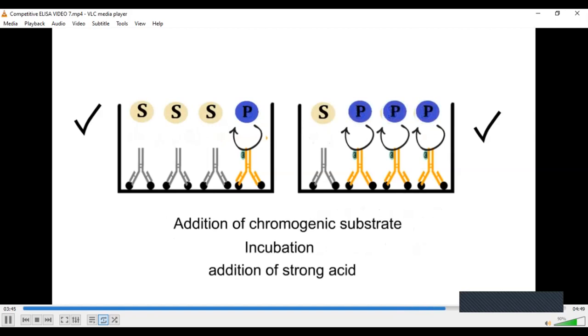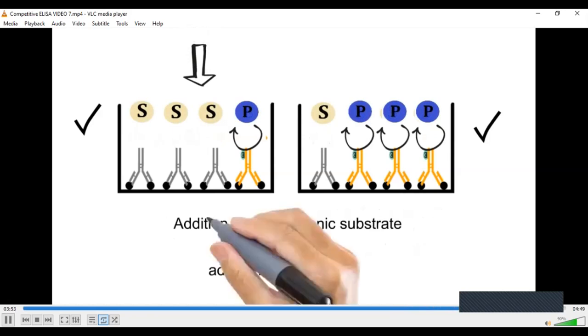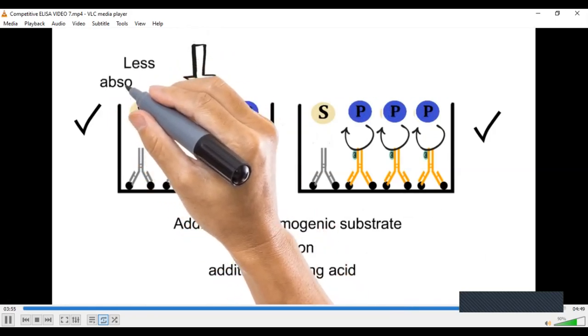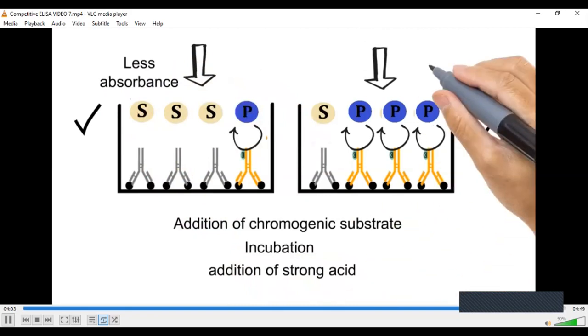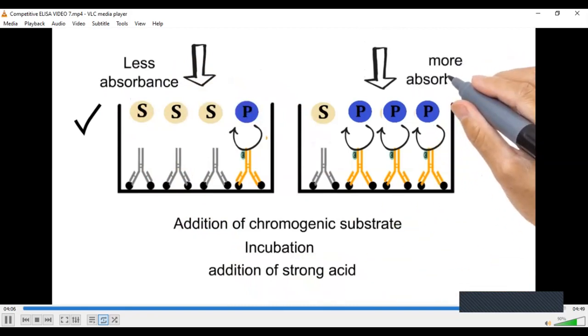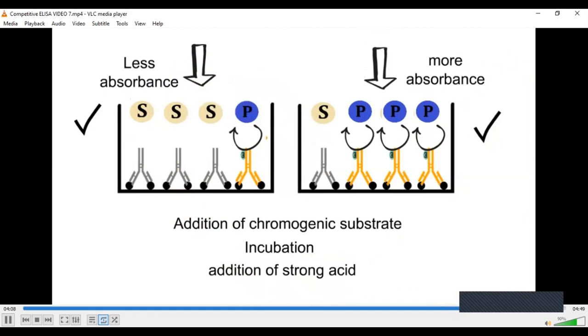Now if the number of enzyme-linked antibodies are less in the well, as in this case, less product will form, and hence the color intensity and its absorbance value will be less. And if the number of enzyme-linked antibodies are more in the well, as in the second case, more product will form and therefore absorbance value will also be more.